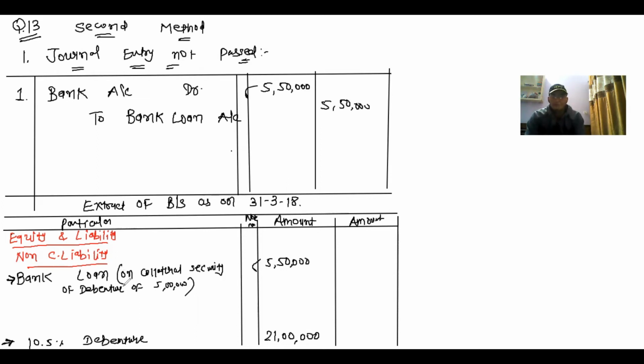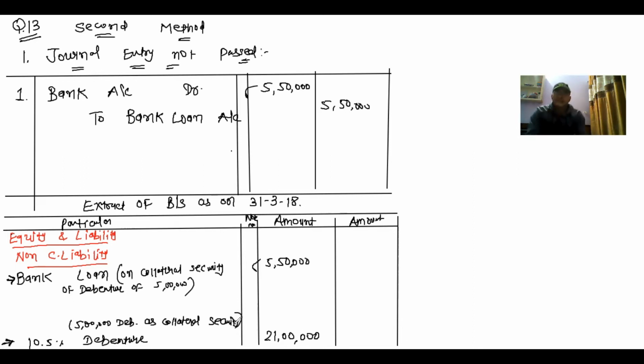on collateral security of 5 lakh. Of the 10.5% debentures, that is 21 lakh, 5 lakh of debenture is kept as collateral security. So the second method is over now.